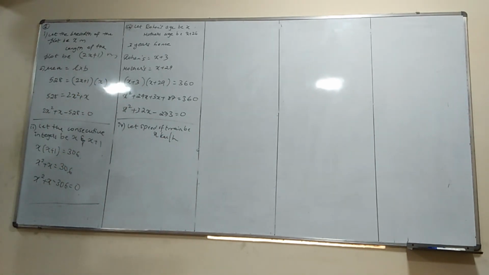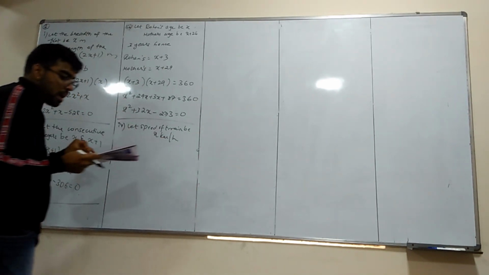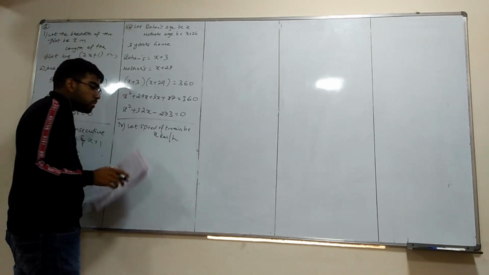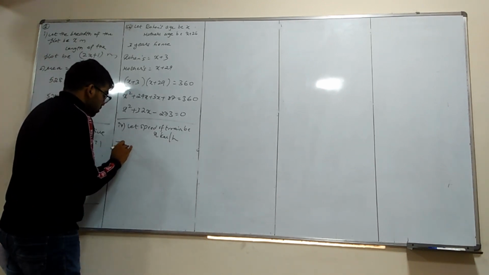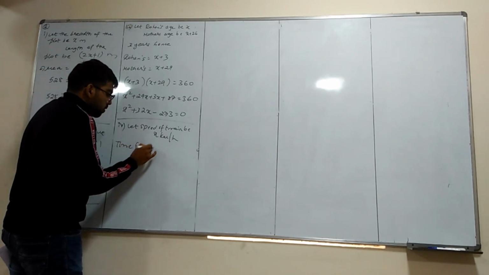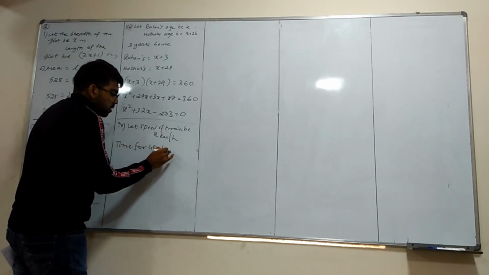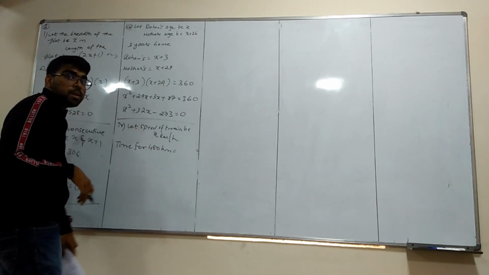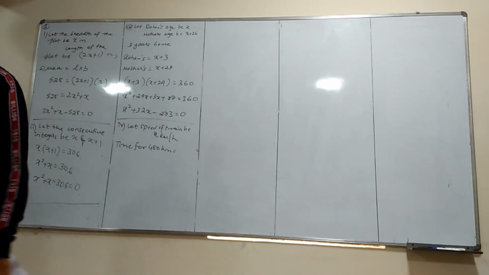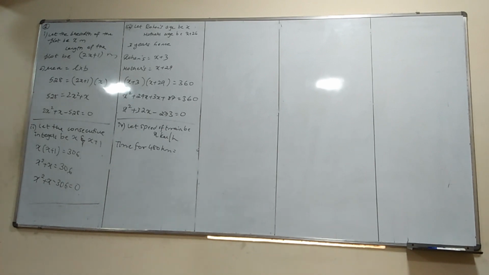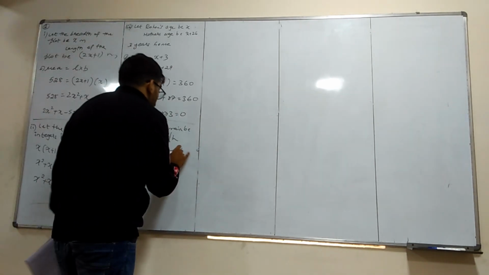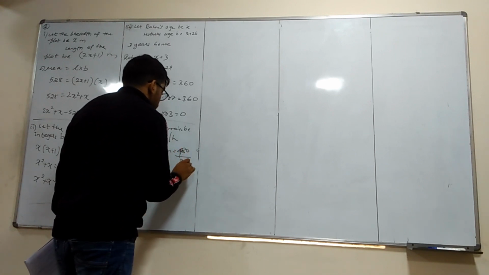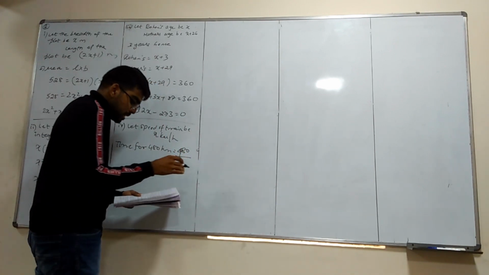Then the time taken to travel 480 kilometers. They have given us the distance. This is the speed. Speed is equal to distance by time, so time will be distance by speed. What is the distance? 480. What is the speed? x. So the time is 480 by x hours.